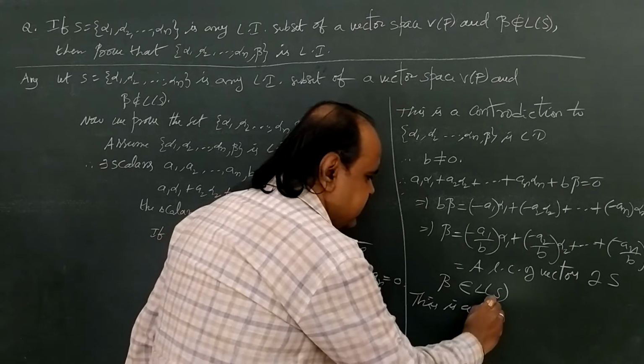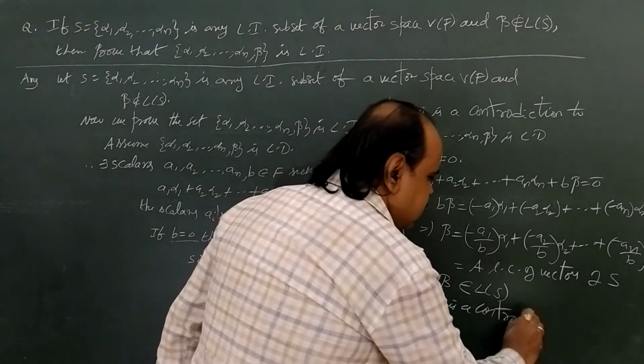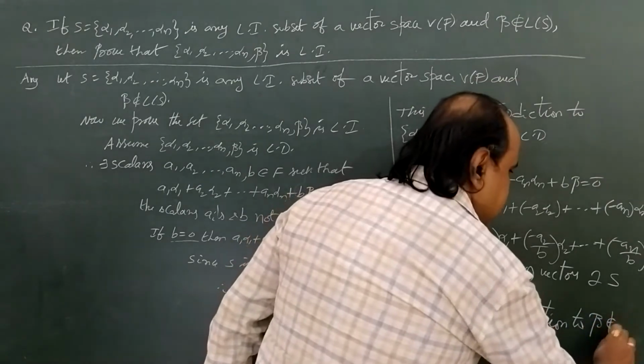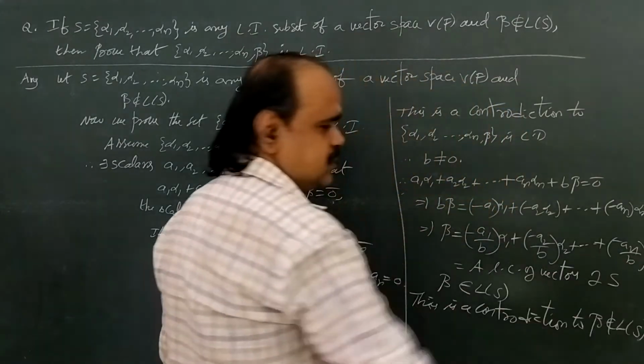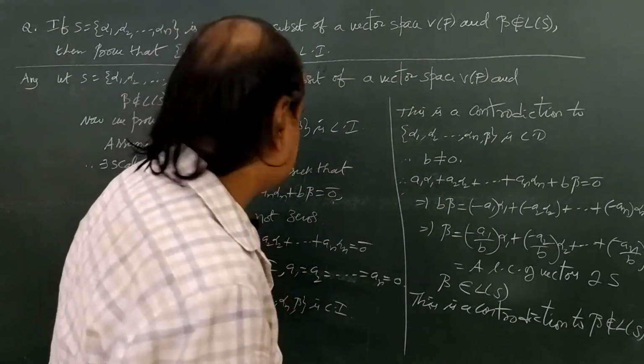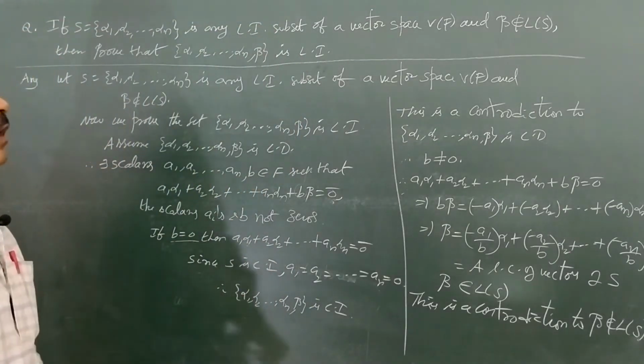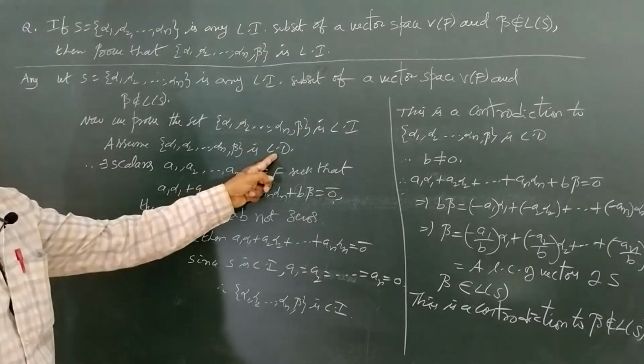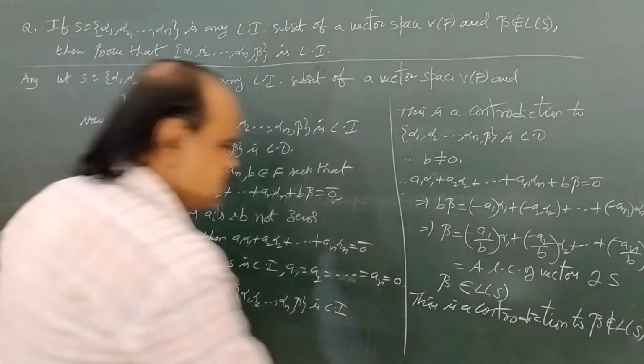This is a contradiction to beta does not belong to the span of the set. దానికి కాంట్రడిక్షన్ వస్తుంది. ఈ కాంట్రడిక్షన్ ఎందుకు వస్తుంది? Why do we get the contradiction? We assume that alpha 1, alpha 2 and alpha n comma beta is LD. This is our main contradiction.